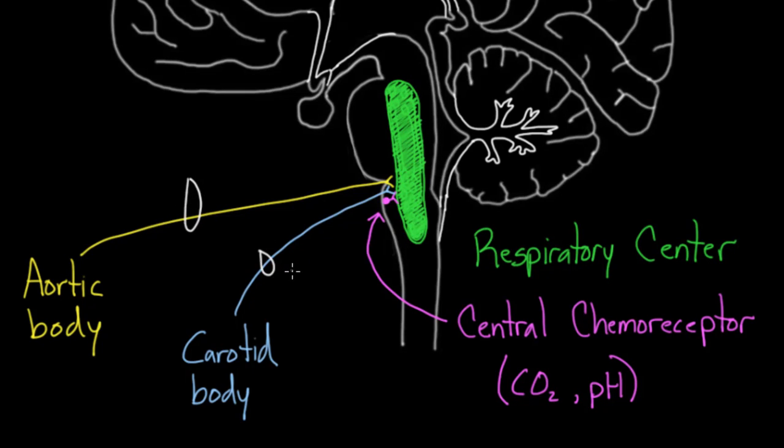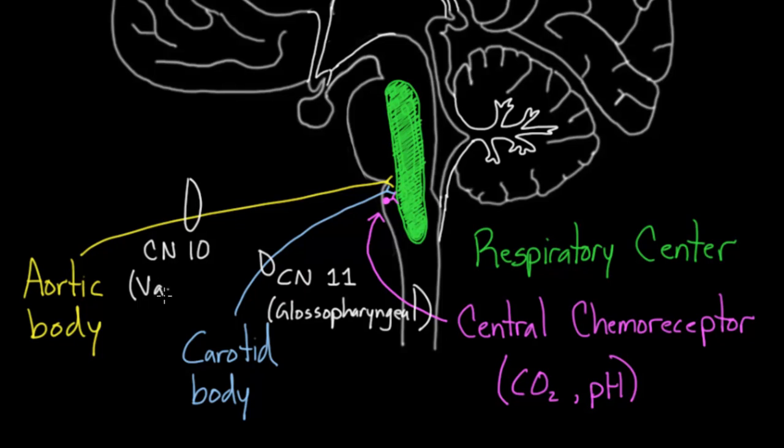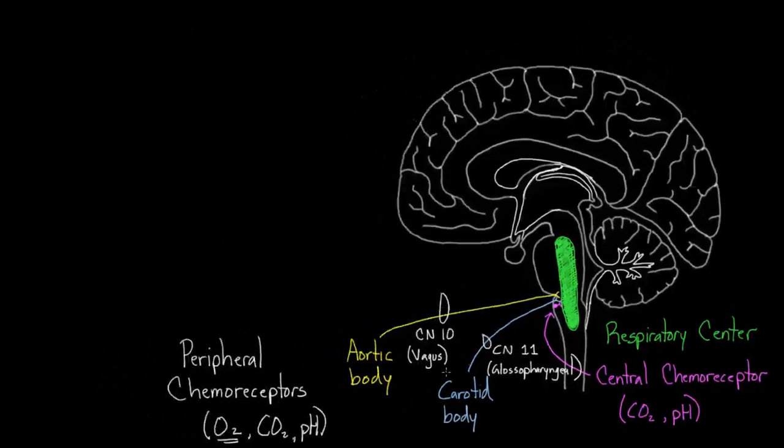So the carotid body is going to be traveling inside cranial nerve number 9. And the formal name of this one is the glossopharyngeal nerve. I'll write that like that. And then over here, the information is going to be traveling in cranial nerve number 10, also known as the vagus nerve. So these are the nerves that are carrying information from the peripheral chemoreceptors.